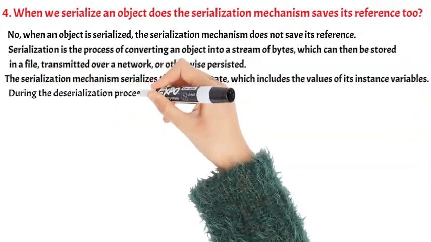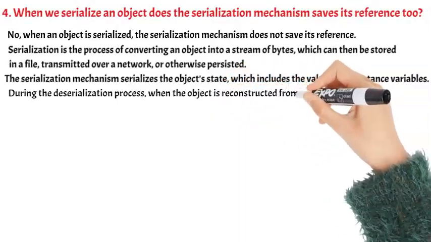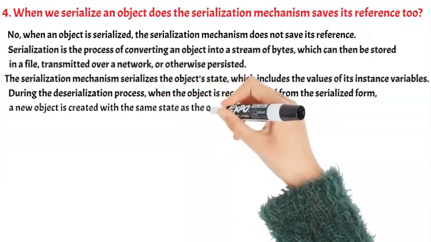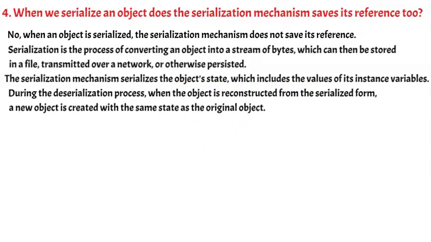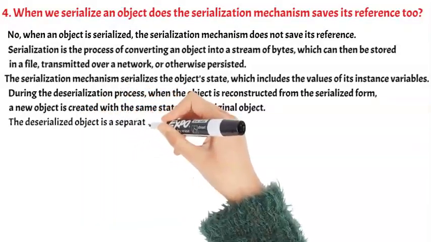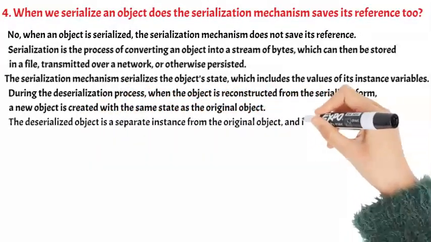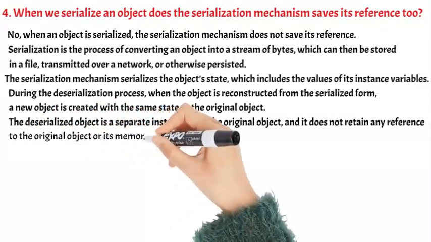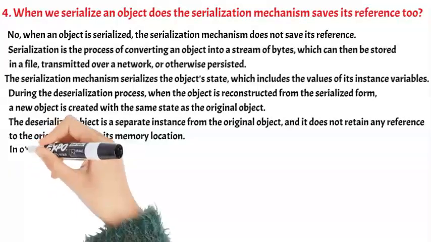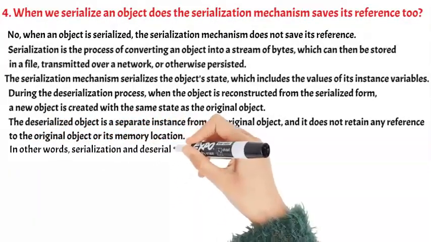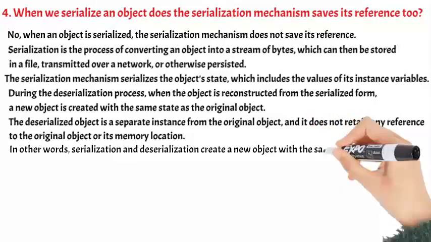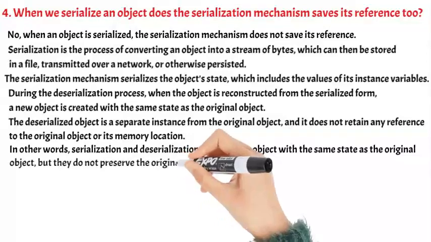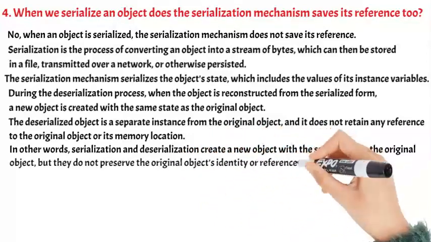During the deserialization process, when the object is reconstructed from the serialized form, a new object is created with the same state as the original object. The deserialized object is a separate instance from the original object, and it does not retain any reference to the original object or its memory location. In other words, serialization and deserialization create a new object with the same state as the original object, but they do not preserve the original object's identity or reference.